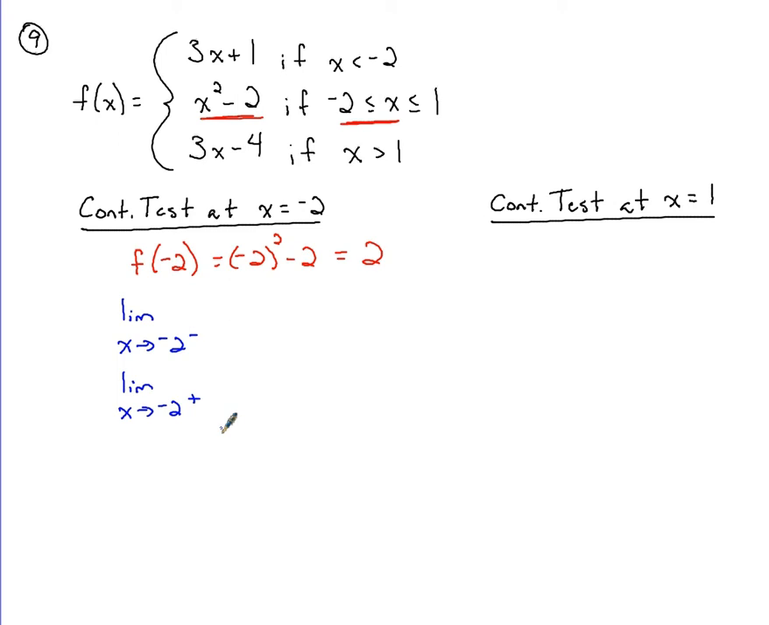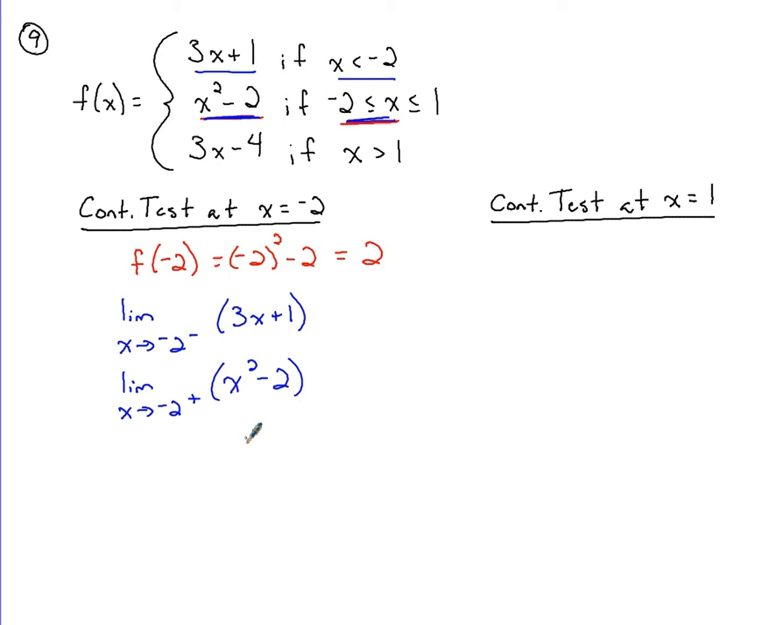And the goal here was to sync up the right pieces with the left-hand side and the right-hand side. So with the left-hand side, we're talking about values that are less than negative 2, so I use this first piece here for my left-hand limit. From the right-hand side, I'm taking everything greater than negative 2, so I come back to the second piece, use that for the right-hand side.